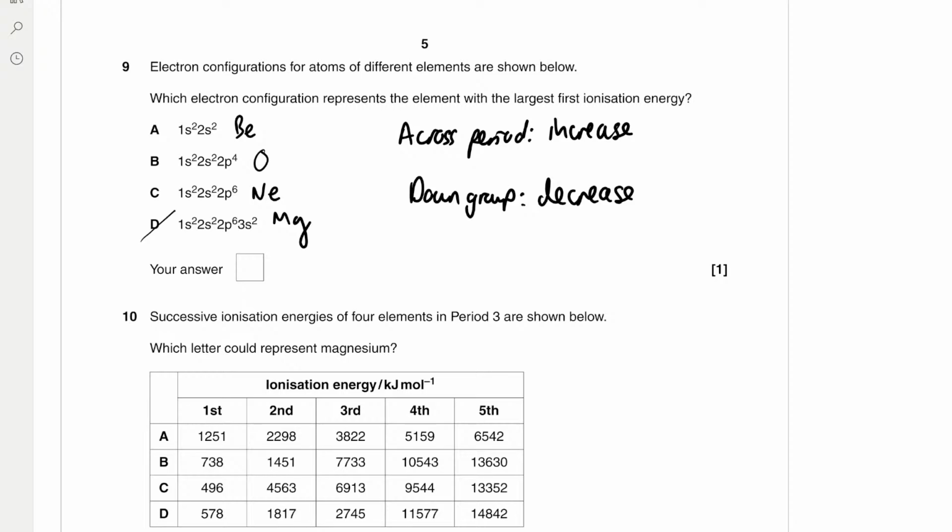We can immediately remove Mg, magnesium, because it's in the lower period. It's in period 3. And then we're looking at Be, O, and Ne. And Ne is the furthest to the right in that period. It's all the way to the right. So across the period, our ionization energy is going to increase like this, apart from the anomalies for the partial filling and pairing. So then that gives us answer C.